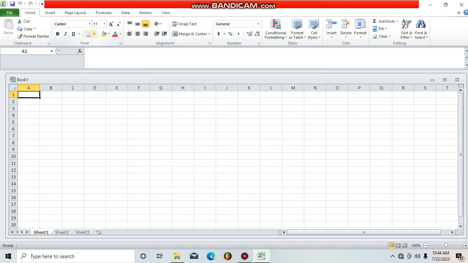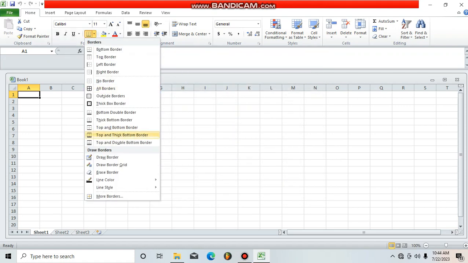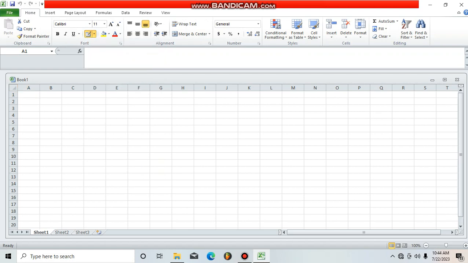So with Microsoft Excel 2010, I'm just going to draw borders here. Allow me to draw a T account, please. Yes, something like this. So let me put a straight line here.